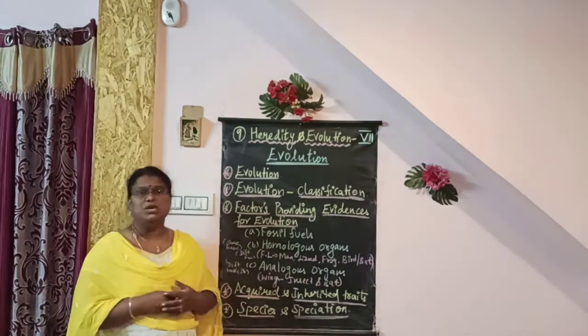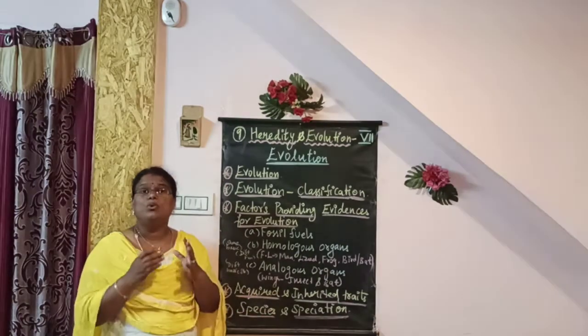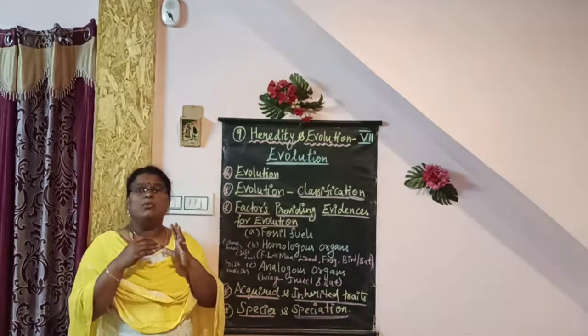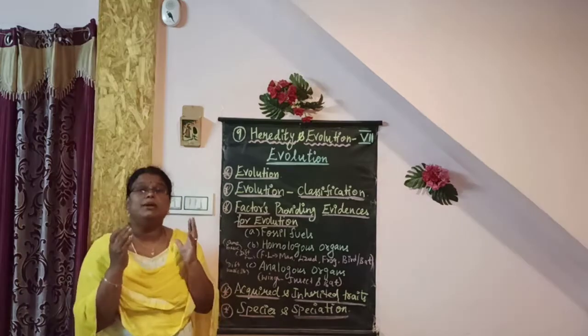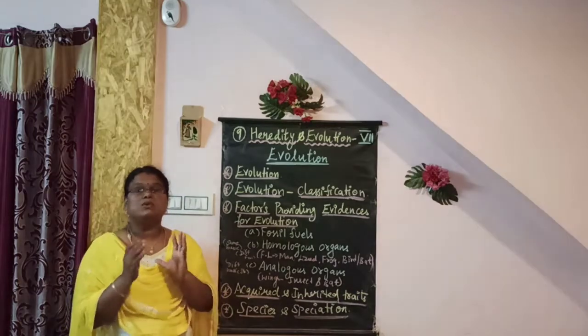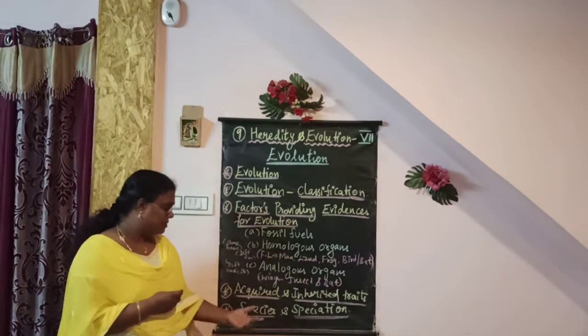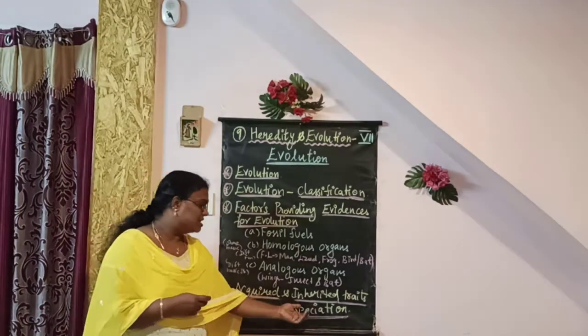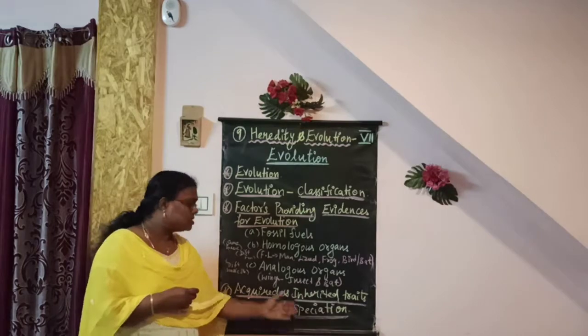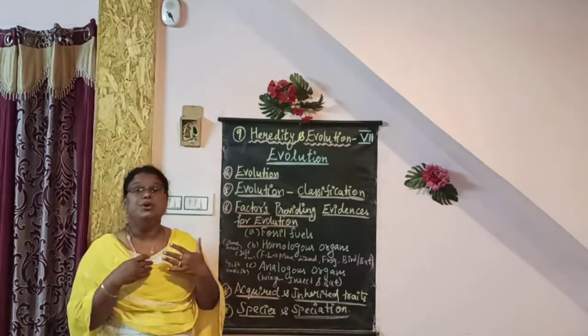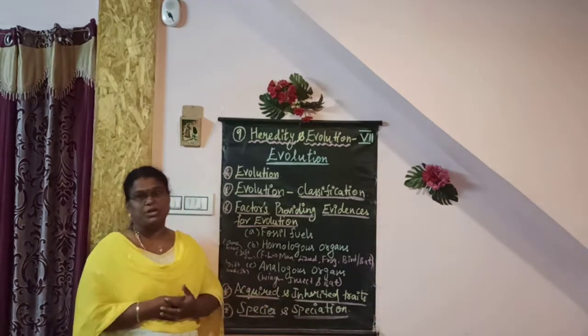What is a species? Species are the group of organisms which have the ability to interbreed among themselves because of the similarities found among them. So that is called species. And speciation is the process of origin of new species.